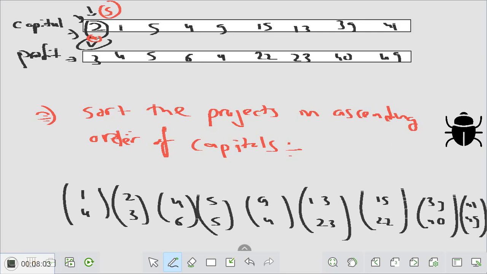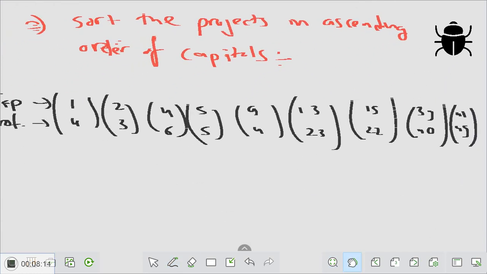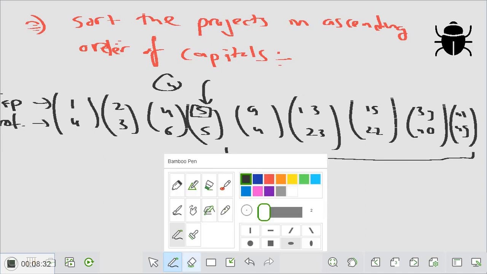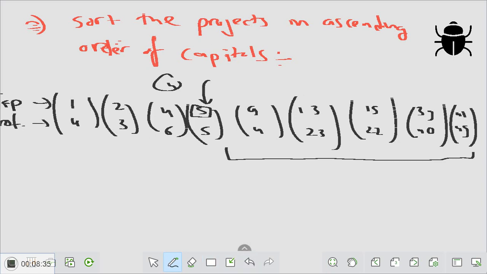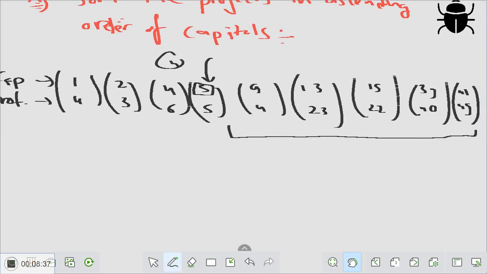So these are the projects, and these are stored as pairs. The first is capital and the second is profit. Now, if I know that I cannot do this project because of the lack of capital, say it requires 5 capital and I have 4, then one thing is sure: every project after this cannot be done either. That's why I'm storing it in sorted order. Now I can simply traverse it and store all the projects that I have done.